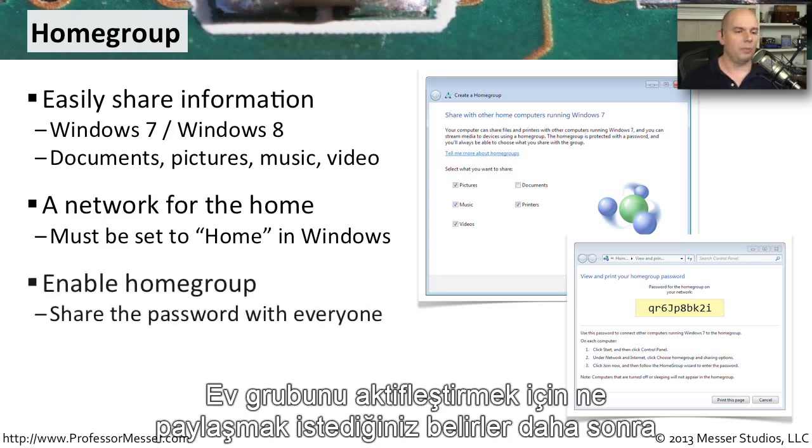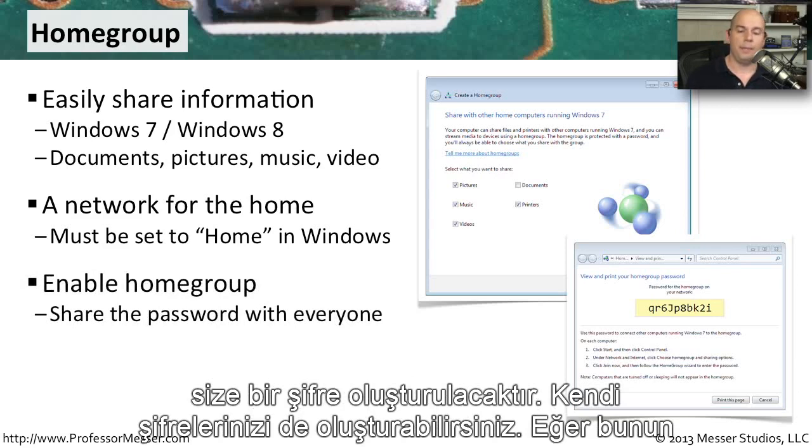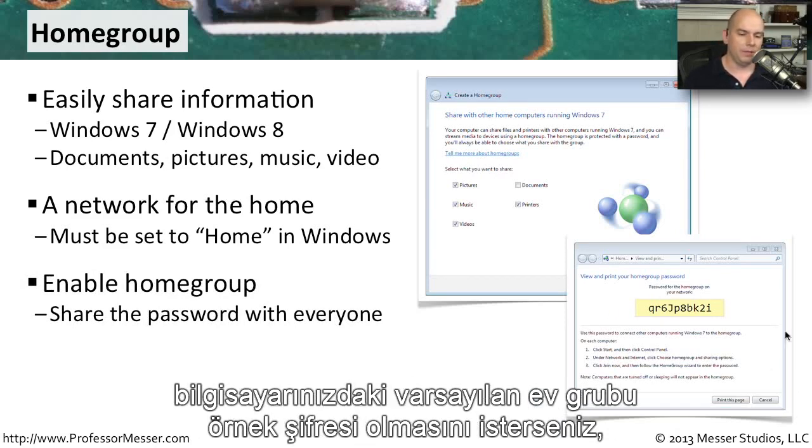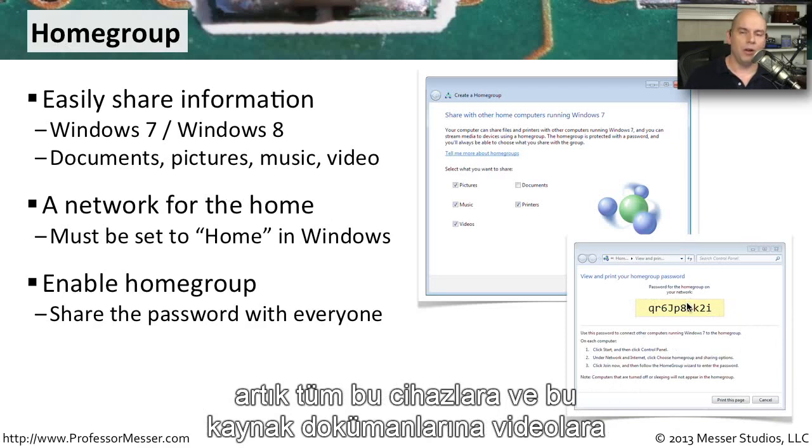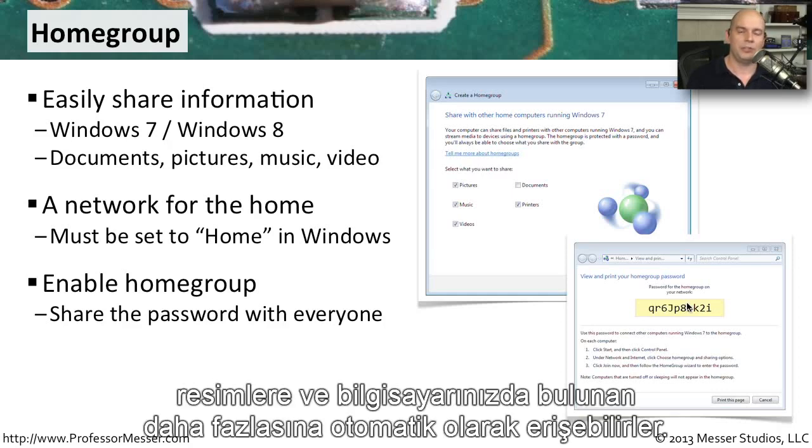You would enable Home Group by specifying what you wanted to share, and then it will create a password for you. You can make your own password if you'd like. This is an example of the default Home Group password on my computer. Now you would only need to share that single password for all of the devices, and they will automatically have access to all of these resources: documents, videos, pictures, and much more on your computer.